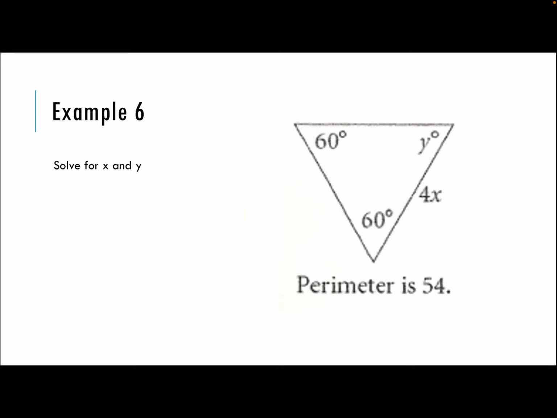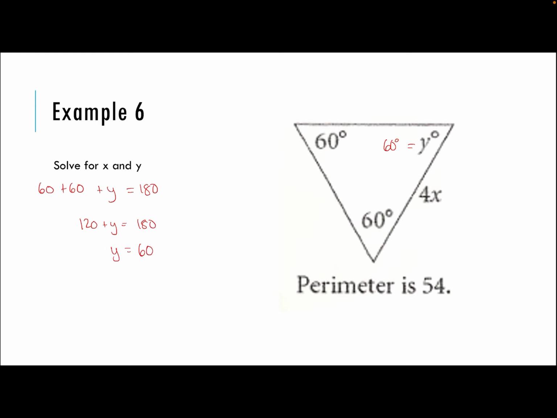Our last example, we're solving for x and y. We know the perimeter of this triangle is 54. So solving for y is easy, because the triangle is equilateral, we know that y is 60. Or we could just do 60 plus 60 plus y equals 180. So that would be 120 plus y equals 180. So y equals 60.